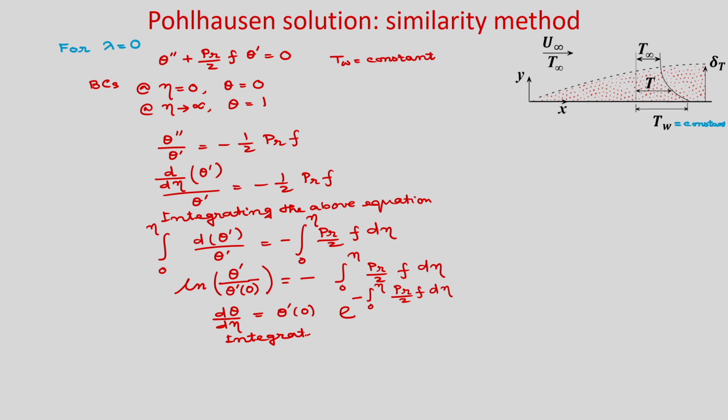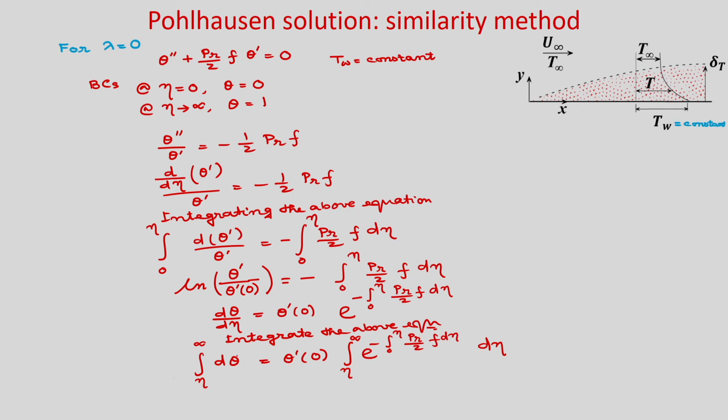integrate the above equation. Okay. So, we will integrate integral d theta is equal to theta prime 0 is constant, right, means at eta is equal to 0 you are finding the theta prime, and integral e to the power minus 0 to eta Prandtl number by 2 f d eta into d eta. Okay. Here we will put the limit from eta to infinity, okay, eta to infinity.